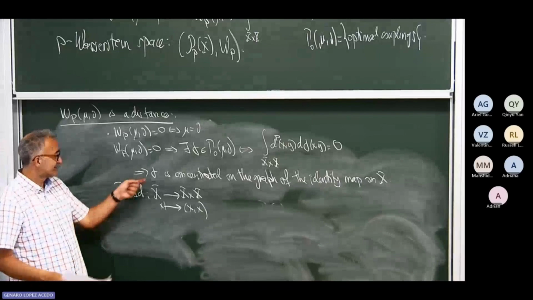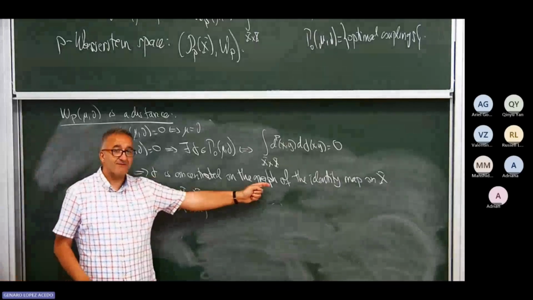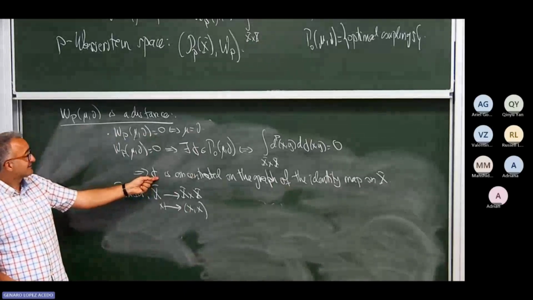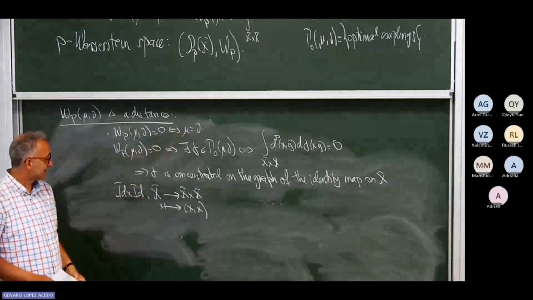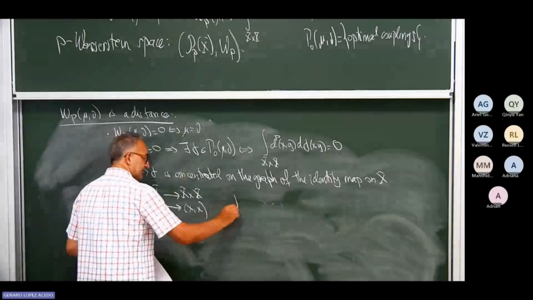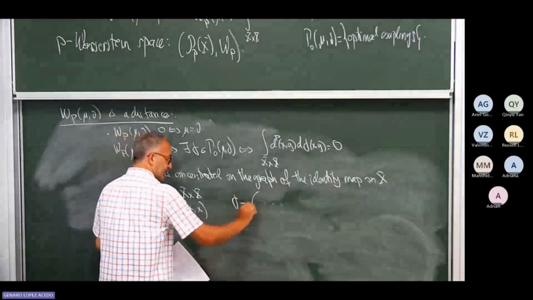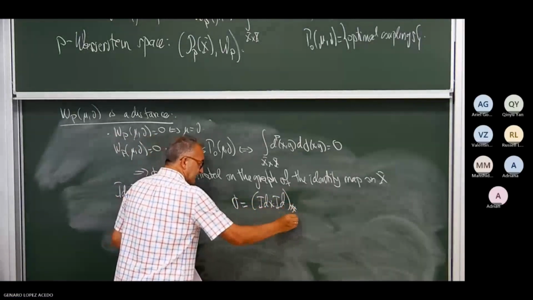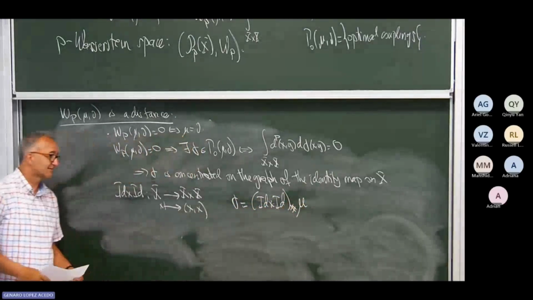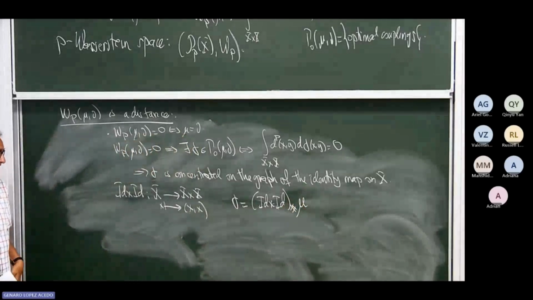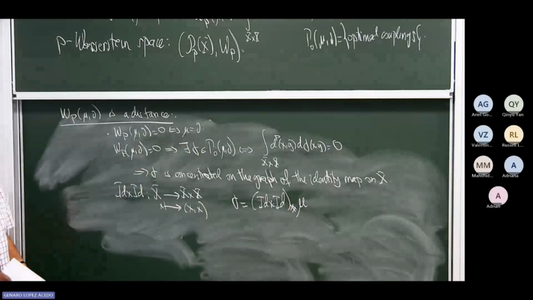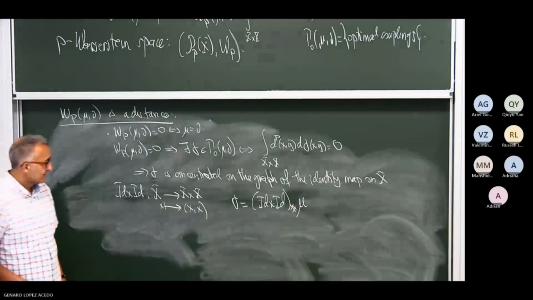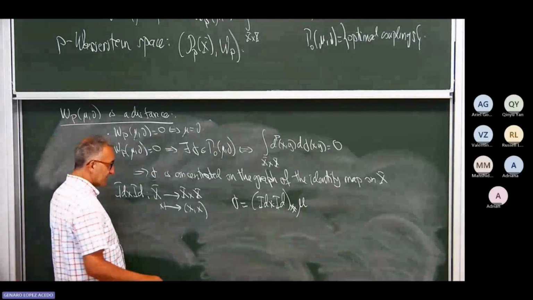I repeat it. Since gamma is concentrated on the graph of the identity map, and the marginal of gamma in the first coordinate has to be equal to mu, it has to be the case that gamma is actually equal to this push forward measure, right? There is no other option. And what happens to that push forward mapping?